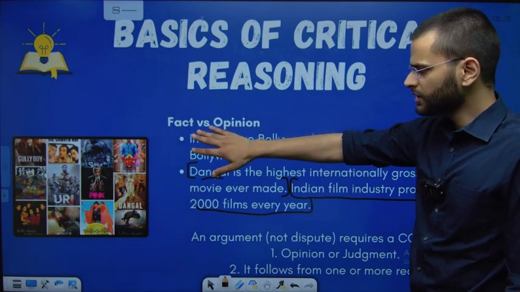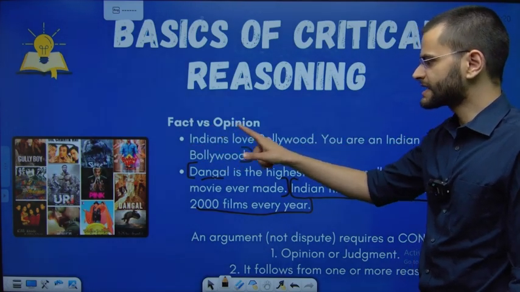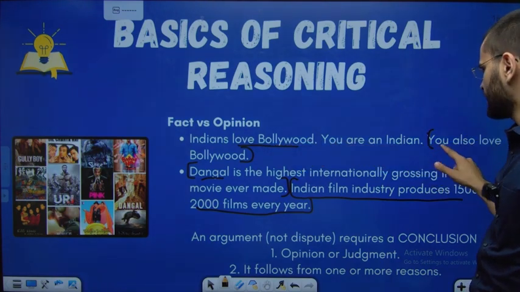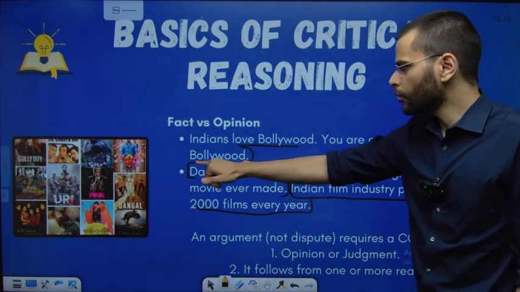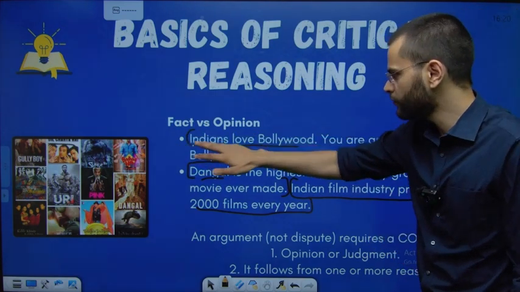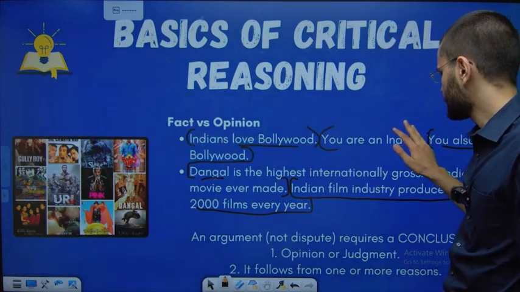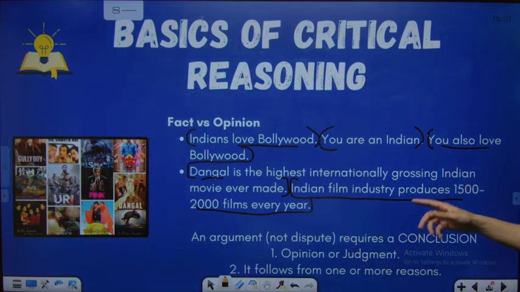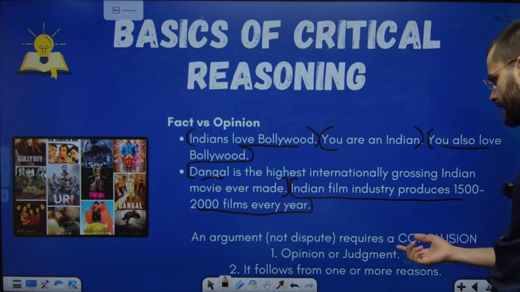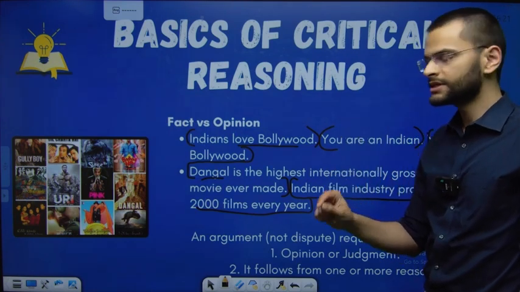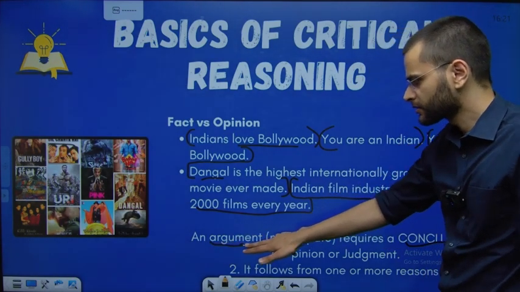Now, in the first case, the author is expressing an opinion. First, that Indians love Bollywood, and second, that you also love Bollywood. Now, this part, the author is inferring on the basis of these two statements. Now, when something like this happens, when the author makes an opinion or a judgment and arrives at a conclusion, that particular set of statements is called an argument.